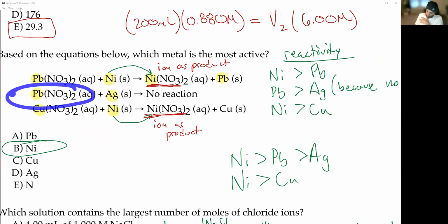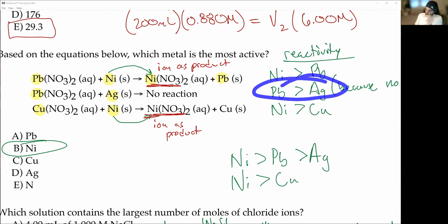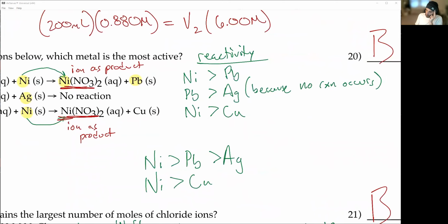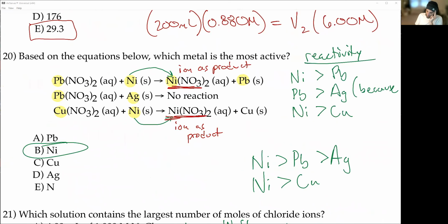So lead is more reactive because if it were less reactive, they would switch partners or it would become a solid. It's not. So that means that silver is in fact going to be less reactive. So that's what I have here. Lead is more reactive than silver because no reaction occurs. And then finally, same thing here. Copper replaces the nickel. The nickel becomes the ion. The one that becomes the ion is more reactive. Nickel is more reactive than copper.